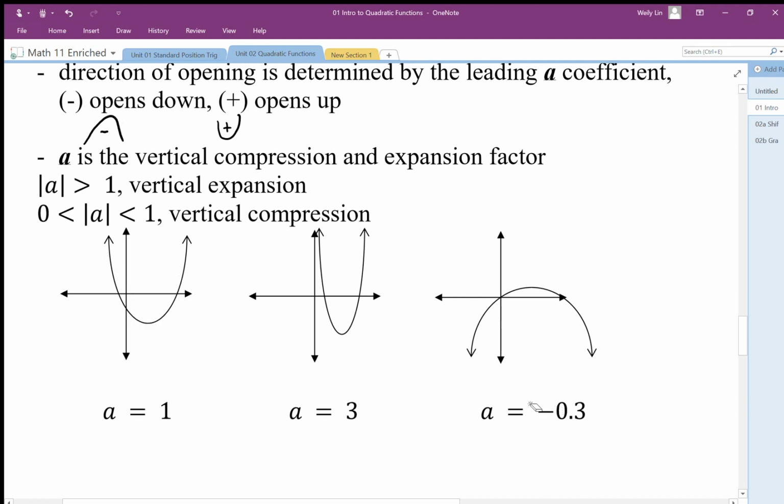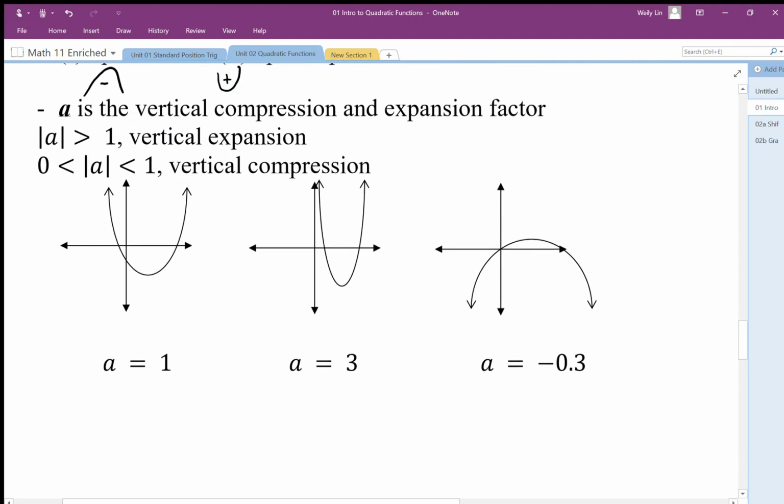So here again, since A is negative, it's upside down. If A is positive, it's right side up. So these are some key features of the graphs that we want to identify, because we want to know which way it is facing, and we also want to understand the shape of it as well.